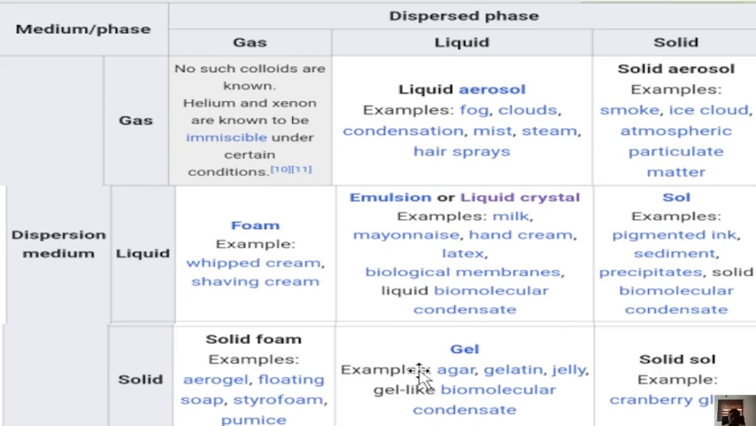But let's continue. Now you have your agar, gelatin, and your jelly or jelly-like biomolecular condensates. Those are classified as gel. Then we have the final one, which is solid in solid. Solid in solids are referred to as solid salts. A very good example is your cranberry glass. So when you disperse a solid inside another solid, what you have is your solid salt. So basically, that is it about the examples of your different colloidal mixtures.